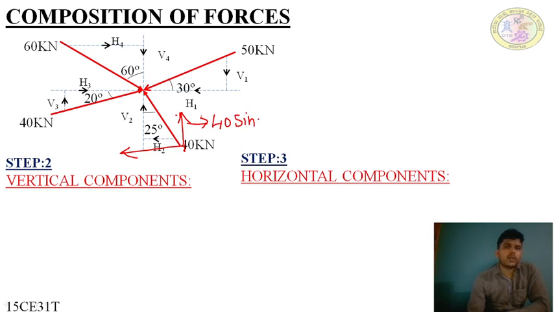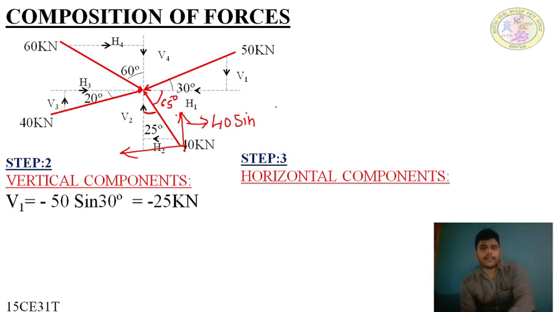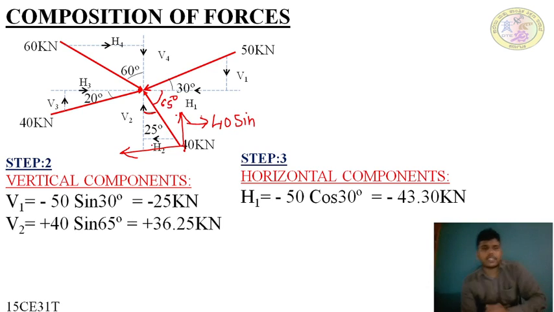It should be with respect to the x axis. Theta should be with respect to the x axis, but here theta is with respect to the y axis. So 90 minus 25 degrees, this angle will be 65 degrees. Then 40 sin 65 degrees, that is 36.25 kilonewton.